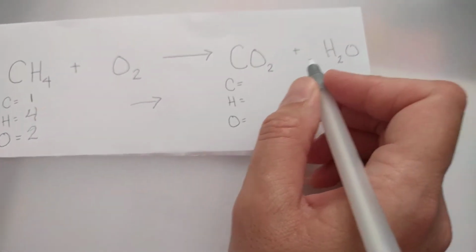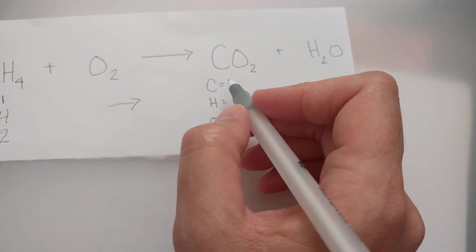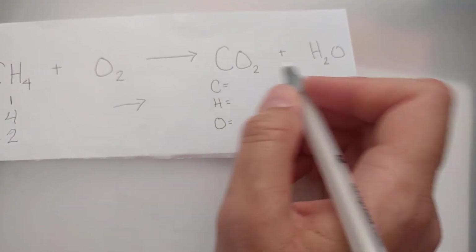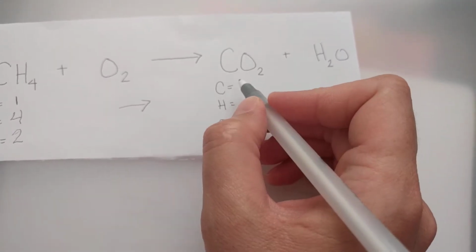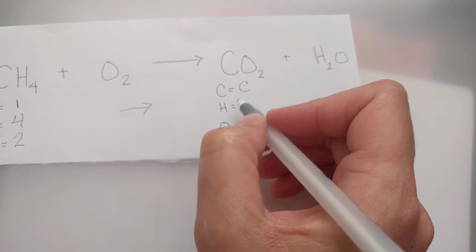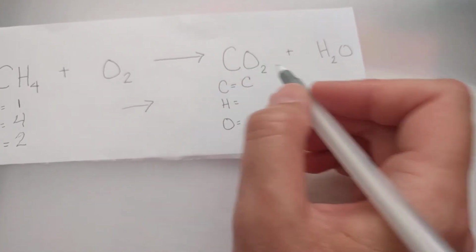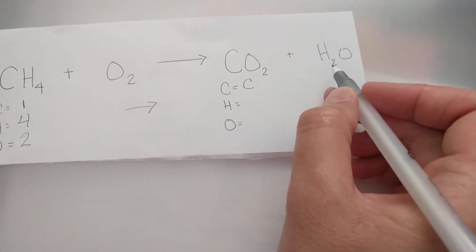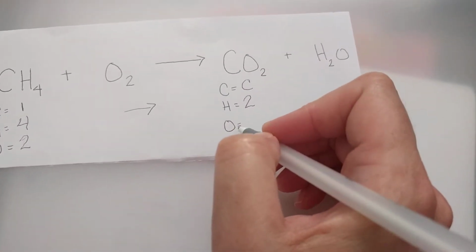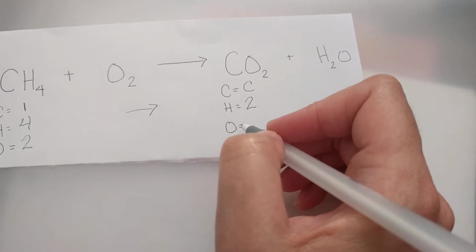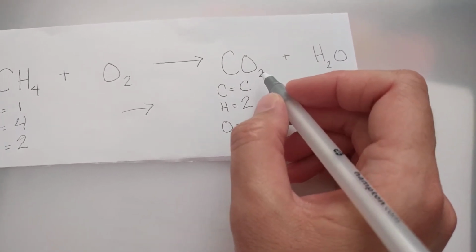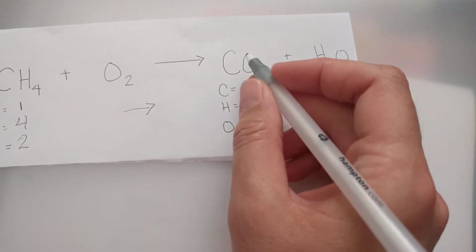But first we have to know what we have over here. Okay, what do we have over here? We have 1 C. Are there any C's over here? Nope. Okay, so there's 1 C. How many H's do we have here? None. How many do we have here? We have 2. Okay, now we need to figure out how many O's we have. And to do this, we're going to have to add. So on this side, we have 2 O's, 2 oxygens.